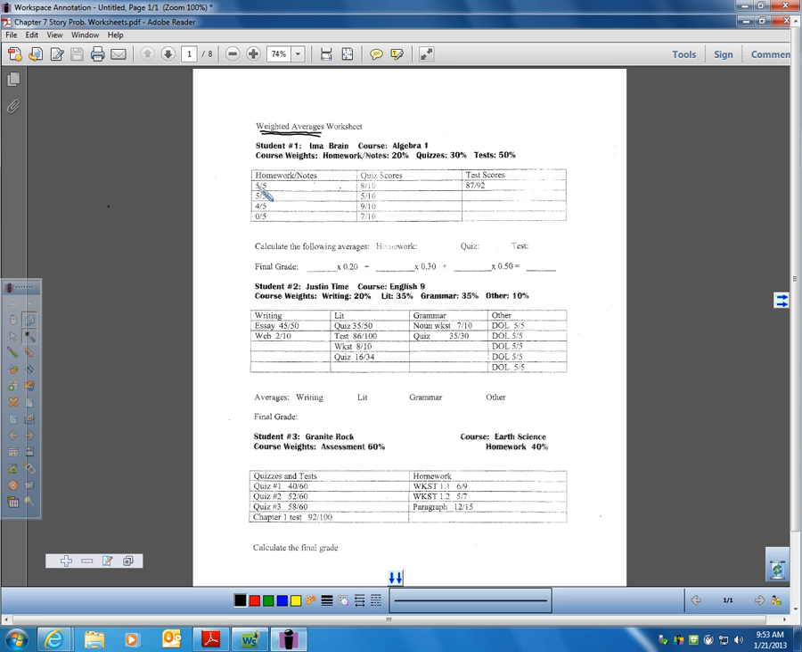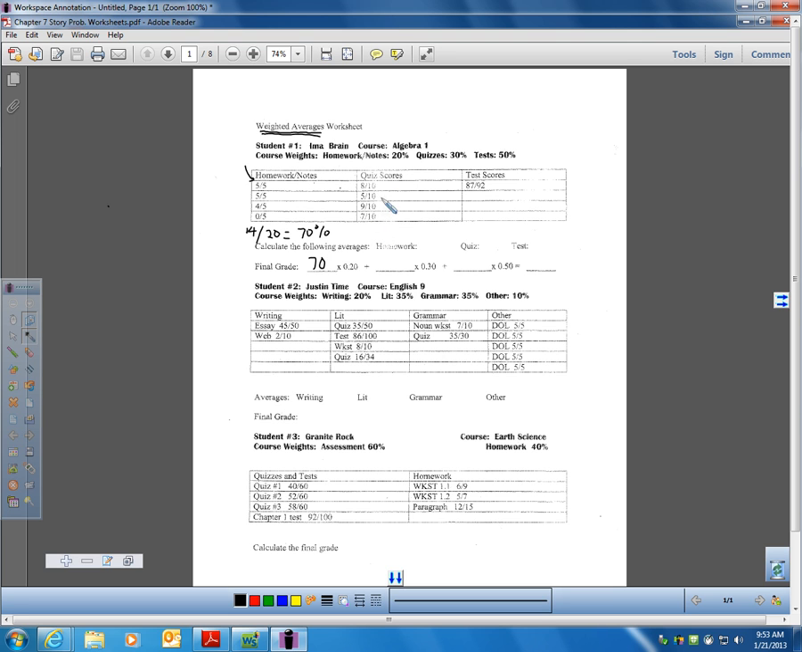So let's add those up. They had 14 out of a possible 20 points. The reason I'm getting 14 out of 20: if I add the numbers in the left column, I'm getting 14, and if I add up all the numbers in the right column, I have 20. 14 out of 20, that's 70%. If you put 14 divided by 20 in your calculator right now, you are going to get 0.7. That means 70%. So the person had 70% in homework.